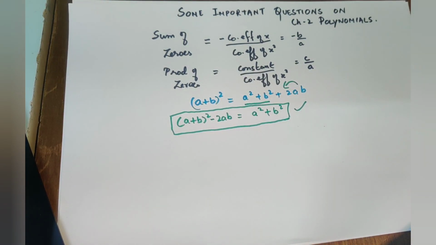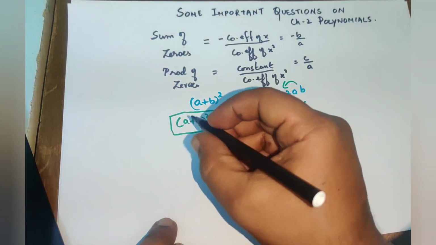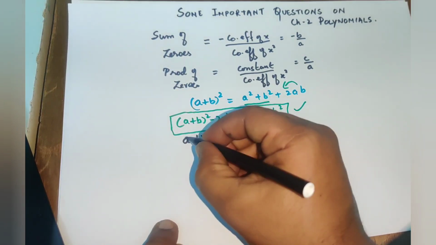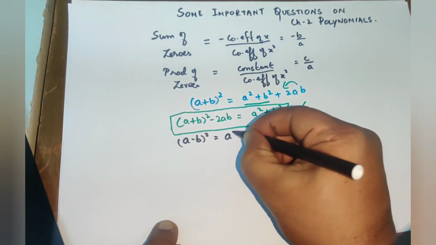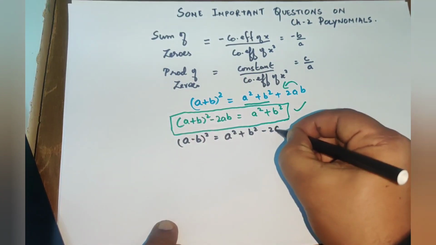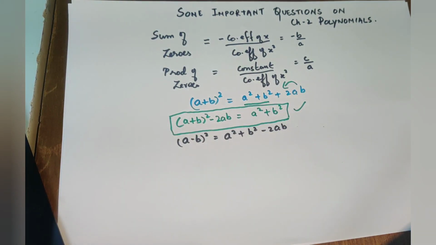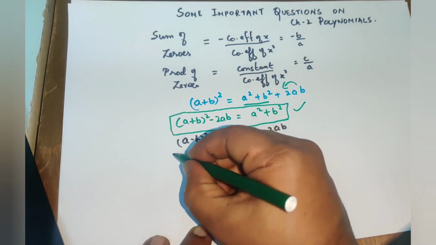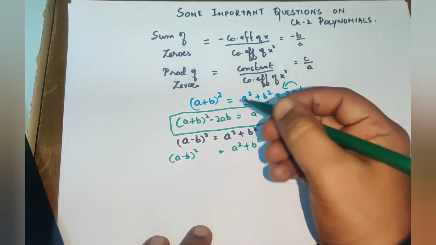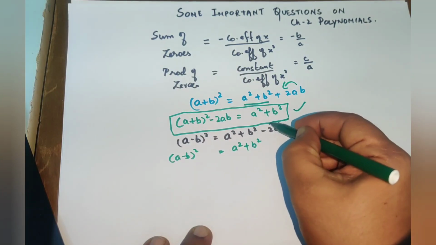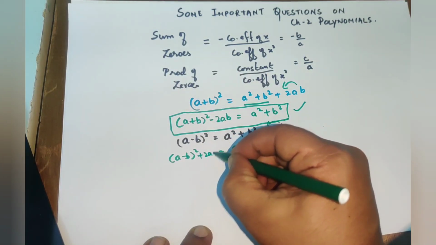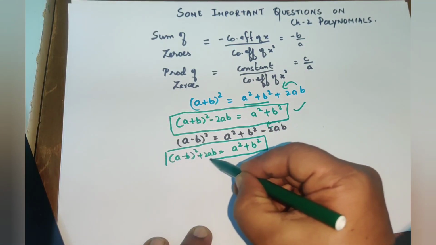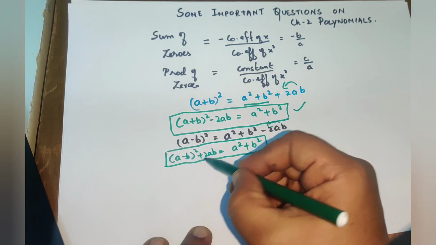And not only that, a minus b the whole square we can also write in such a way: a minus b the whole square is equal to a square plus b square minus 2ab, right? So in this form also we can find a square plus b square. A square plus b square is equal to a minus b the whole square, keeping it on the LHS, and minus 2ab, when it goes to the other side, will become plus 2ab. So if it is in the form of a minus b the whole square, a square plus b square is equal to a minus b the whole square plus 2ab.